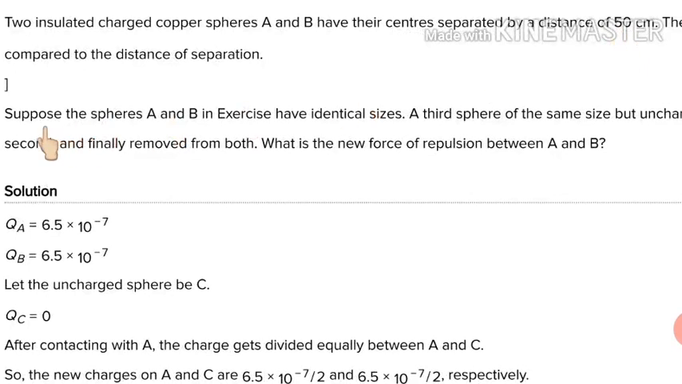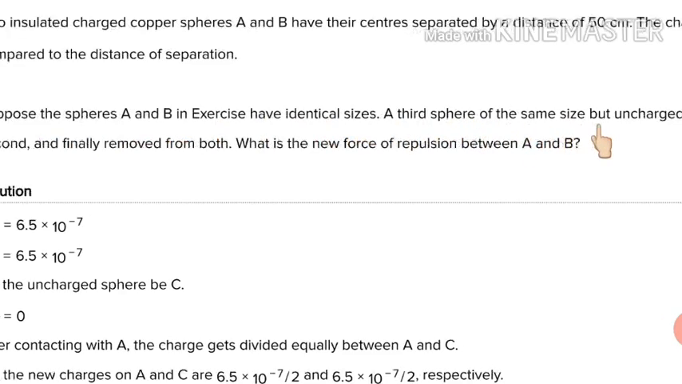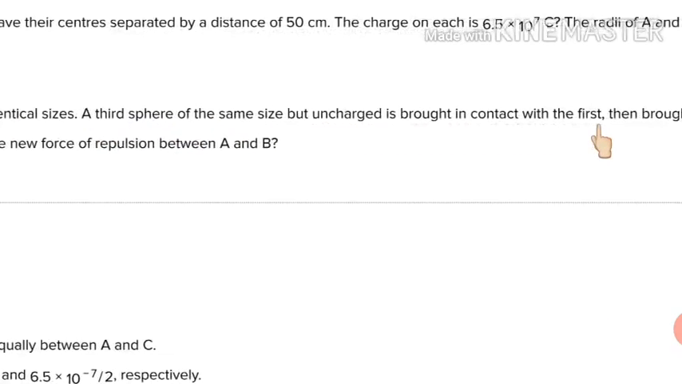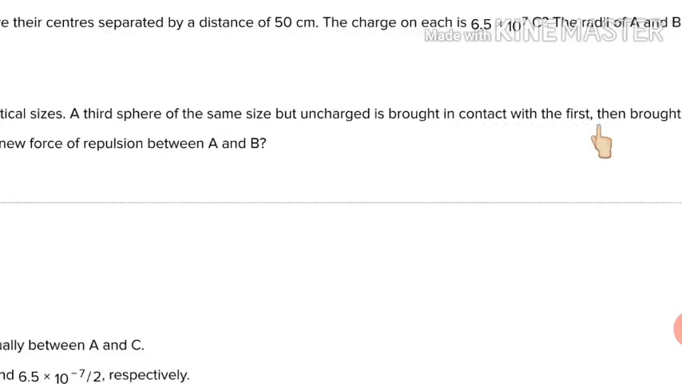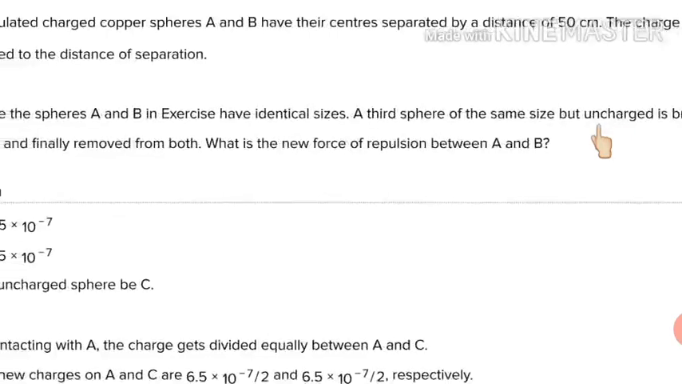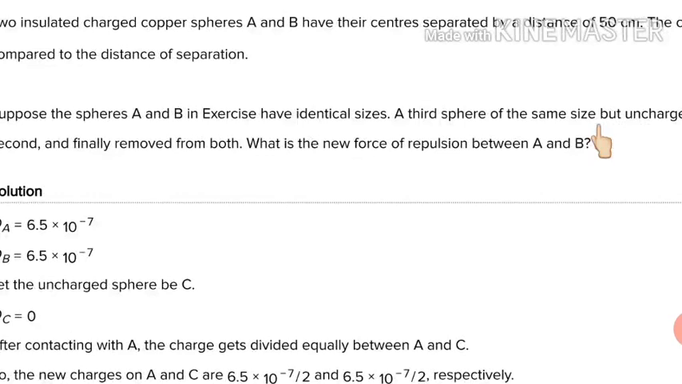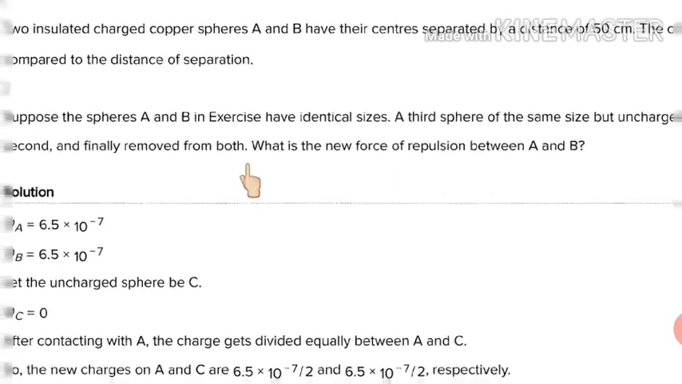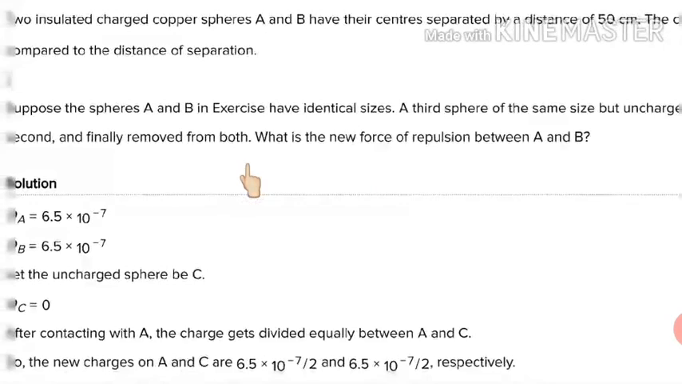Now, the second part of the question is, suppose these spheres A and B have identical sizes, and a third sphere of the same size but uncharged is brought in contact with the first. Now they are talking about the third sphere which is uncharged, and it is first brought in contact with the first, then brought in contact with the second sphere, and finally removed from both. So what is the new force of repulsion between A and B? The force will be new, because the charge will change, because now the third sphere is brought in contact with both these two spheres. So let's see what will be the change. Let's discuss this question, an important question.